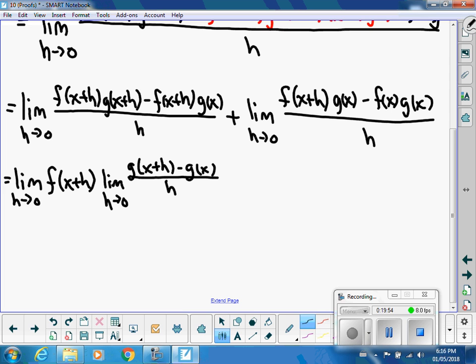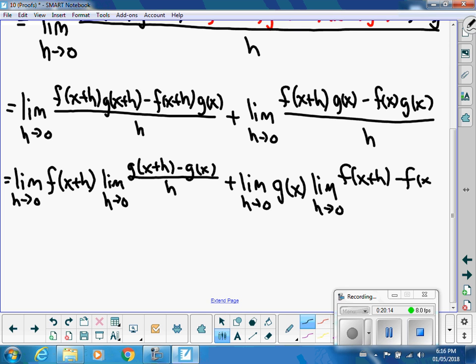Hopefully you're having a bit of an aha moment here as we finish this up. Limit as h goes to 0 of, my common factor in the second side is g of x times the limit as h goes to 0 of f of x plus h minus f of x over h. So let's go through each of these limits.